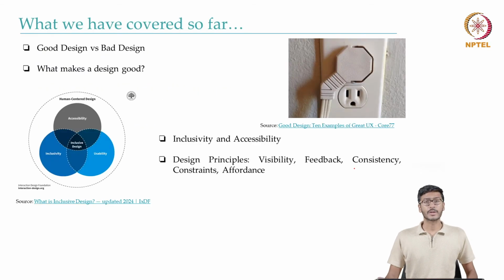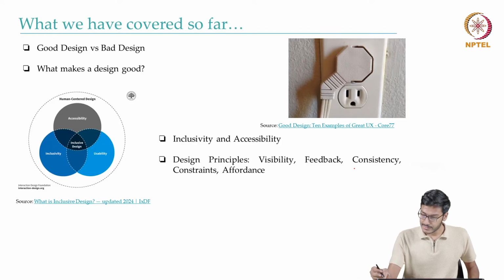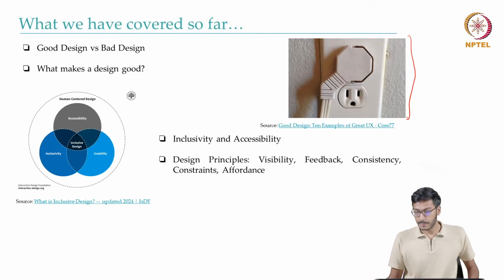So first we will look at what we have actually covered so far. In the previous tutorials we have covered good design versus bad design and what makes a design good. As you can see on the picture right here, this is actually a power socket that is designed such that multiple appliances can be used without any problems.